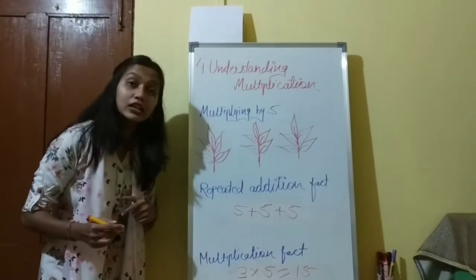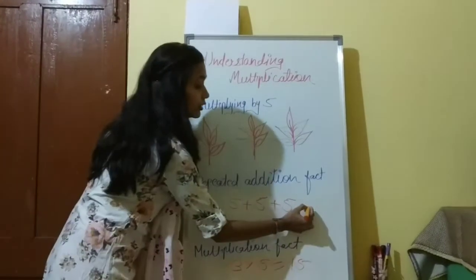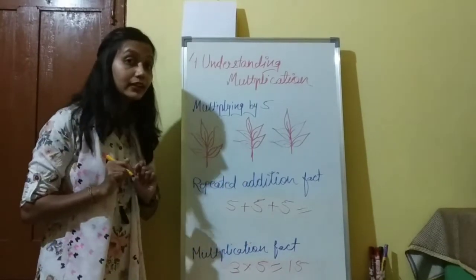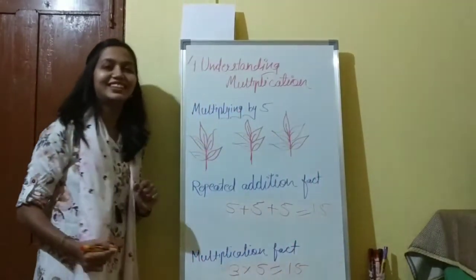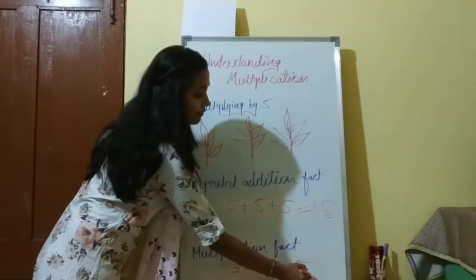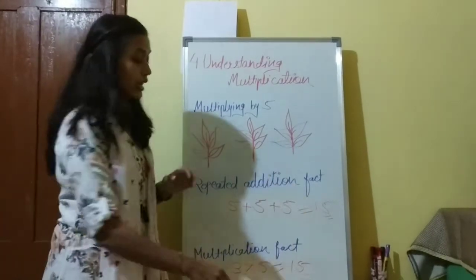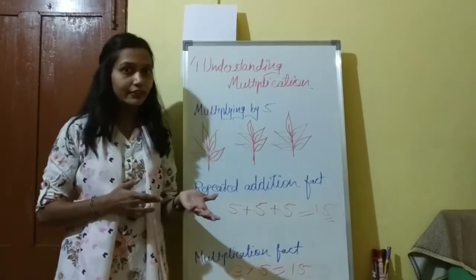Now let's check our answer, the repeated addition fact and the multiplication fact. Let's count. 5 plus 5 is 10. 10 plus 5 is 15. Yes, here also 15 and here also 15. Means our answer is right. Now we are moving towards skip counting by 5. Okay?